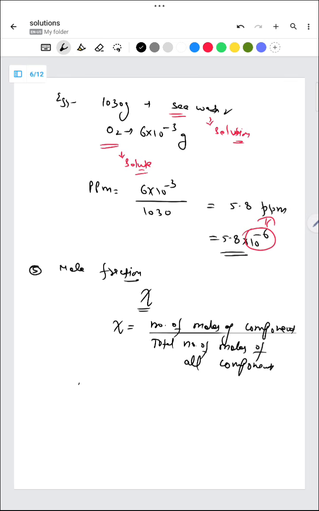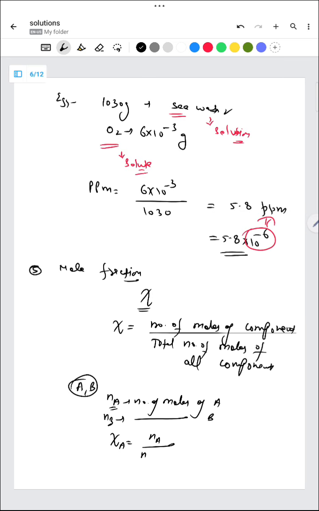For example, if we have a binary mixture that consists of two components A and B, where Na is the number of moles of A and Nb represents the number of moles of B, so mole fraction of A will be equal to Na divided by Na plus Nb, where the numerator denotes the number of moles of component A and the denominator denotes the total number of moles of all the components.